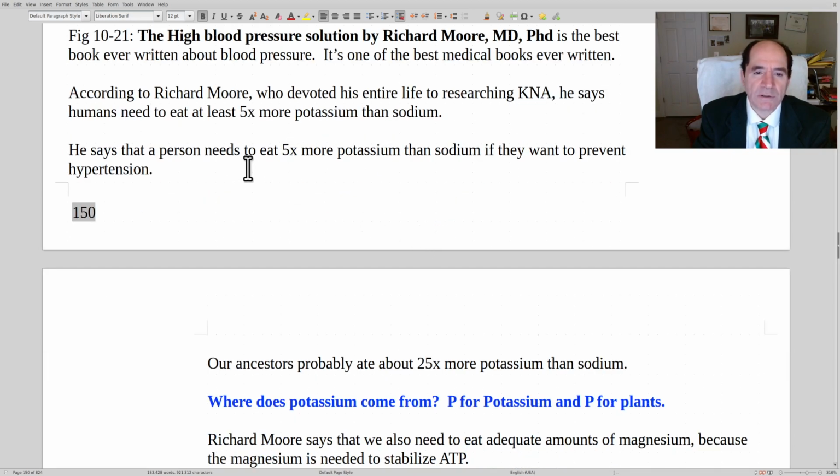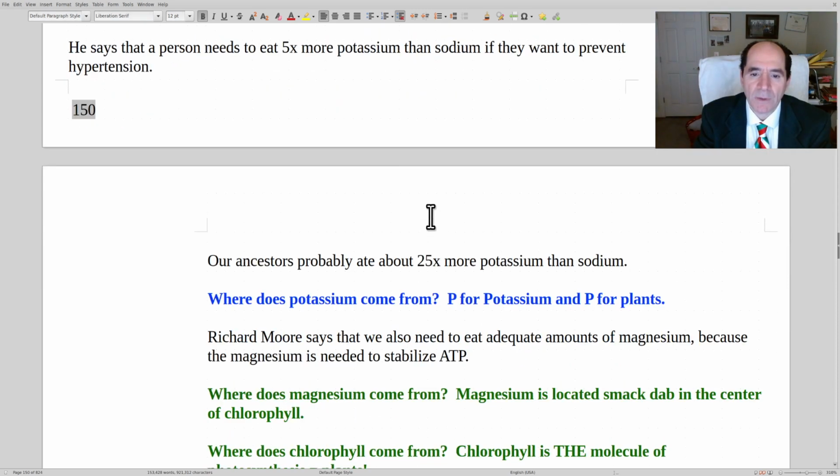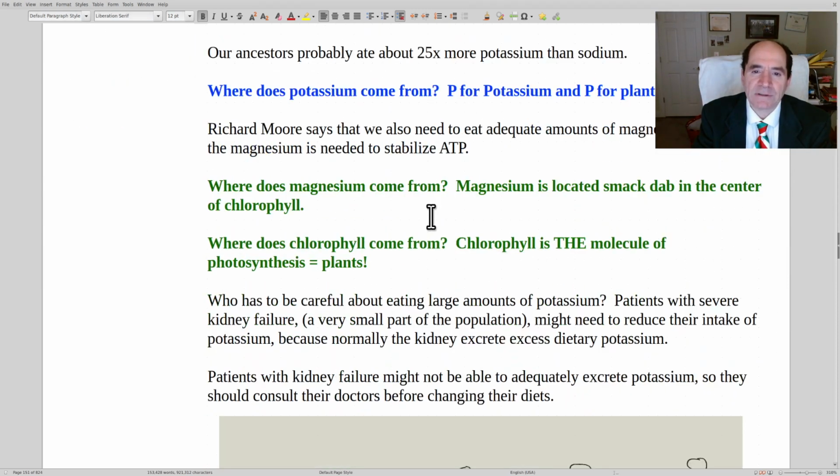He says that as long as a person eats at least 5 times more potassium than sodium, their blood pressure will probably be okay. But it depends how you define okay. I'd like to say at least 10 times more. Like I said, our ancestral ratio is probably about 25 times more. P for potassium, P for plants. That's where potassium primarily comes from. If you look at the nutrient labels on foods, you'll see a lot of plant foods have 100 times more potassium than sodium.